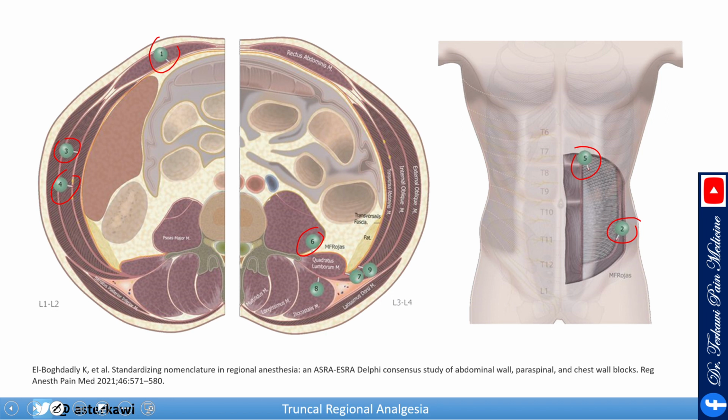And here we have the lateral quadratus lumborum block, which is between the aponeurosis of the internal oblique and transversus abdominis at the lateral border of the QL. And also we can do it here, the posterior QL block, which is between the QL and erector spinae. If we go more lateral here, we can do the transversalis fascia plane block, which is between transversus abdominis and transversalis fascia.